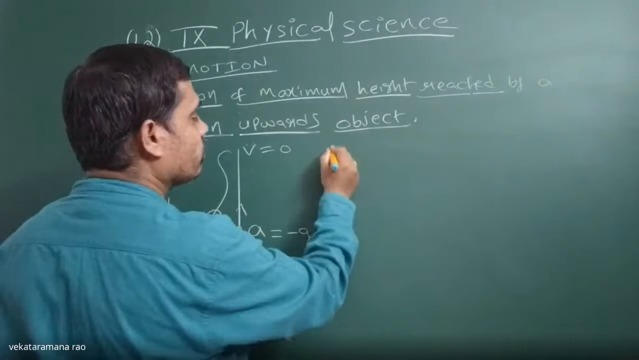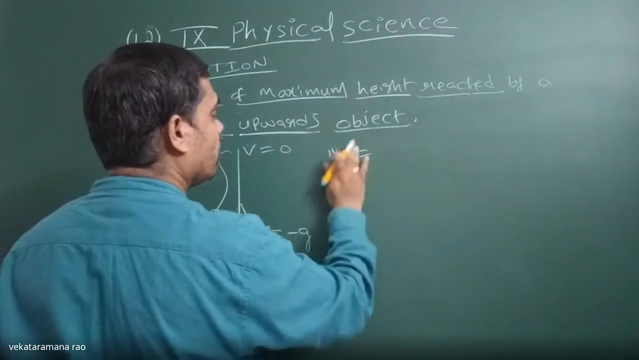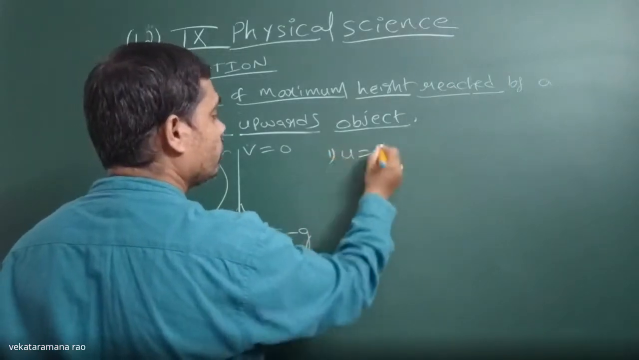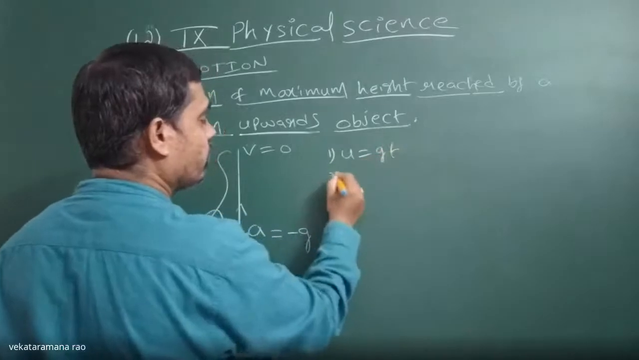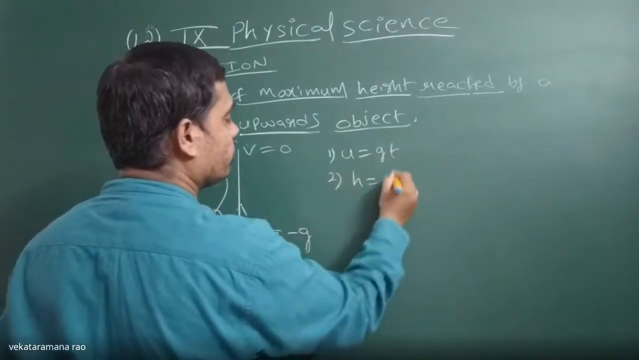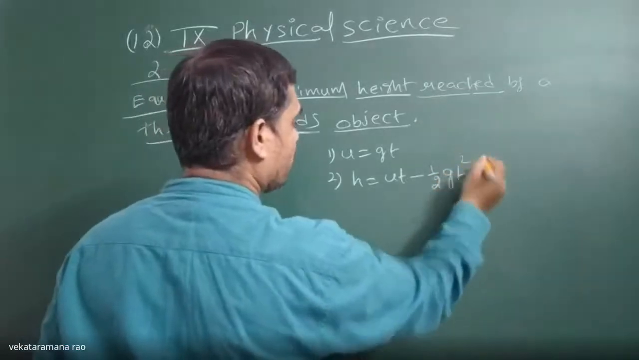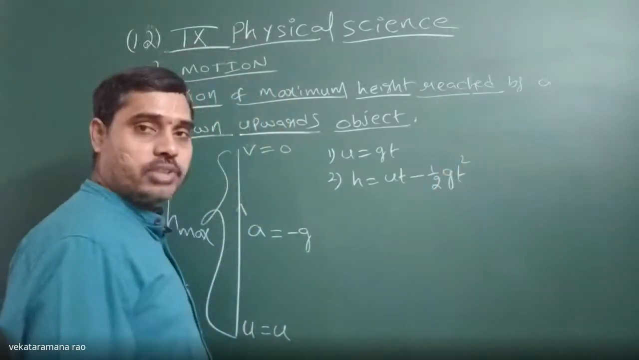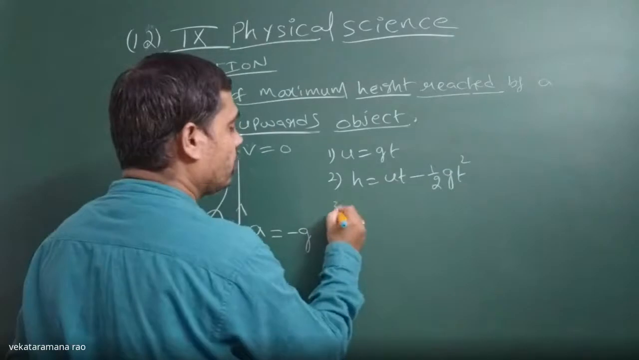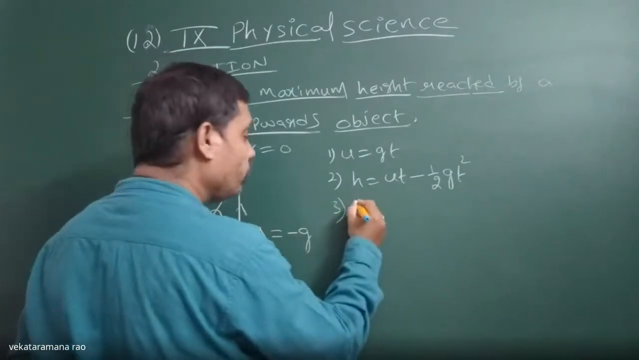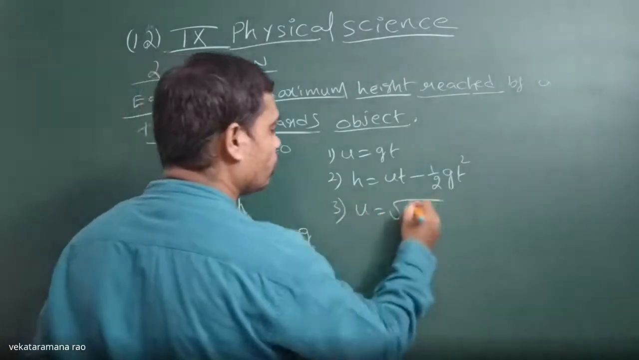First one, v is equal to not v, u is equal to gt. Second equation, what do you get? h is equal to ut minus half gt square. Third equation, what do you have? u is equal to under root 2gh.